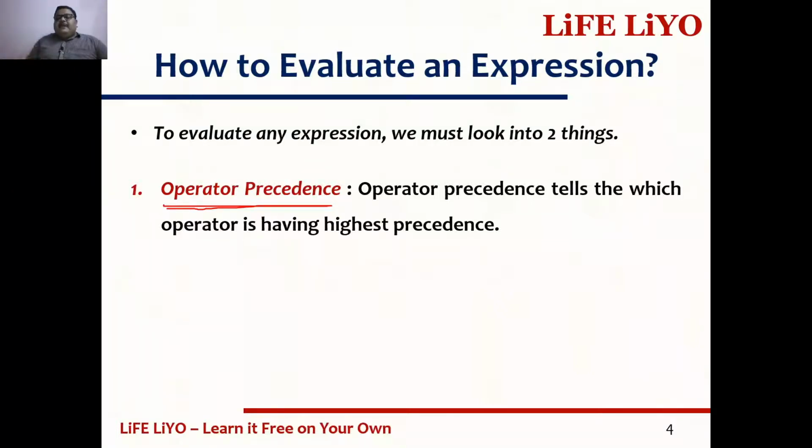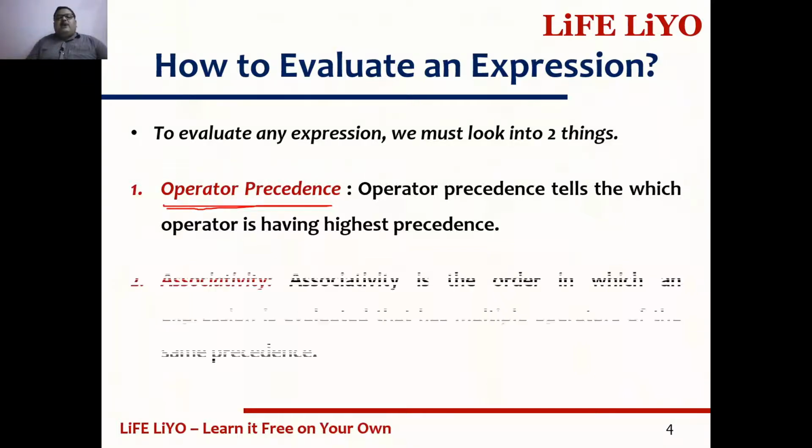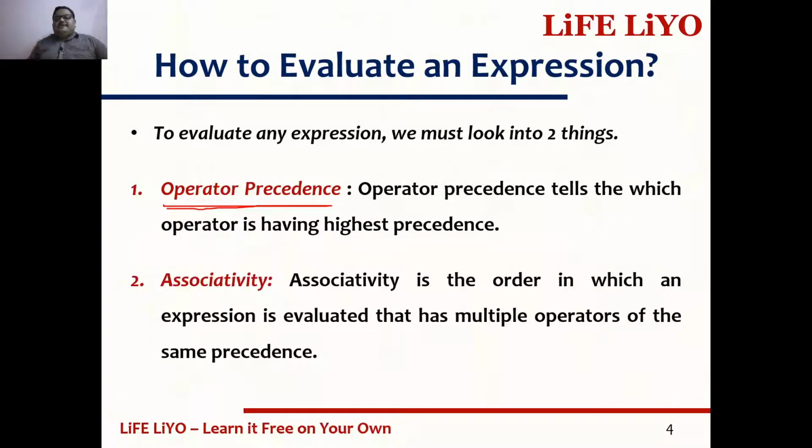Now you may get a doubt that, sir, if we are having the different operators with the same precedence, then what we should do? That is the next thing we have to look into, that is associativity. Associativity tells that if an expression is having the multiple operators and of the same precedence, then from left to right or right to left have to be evaluated. That was decided by the associativity. Most of the operators follow the left to right only.